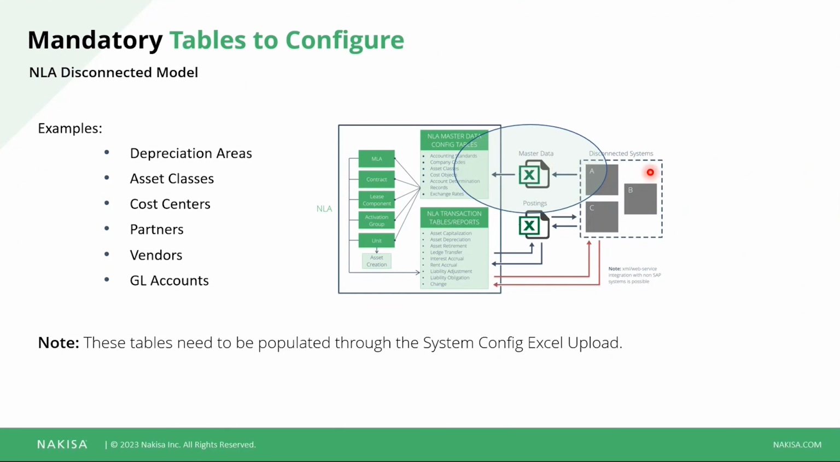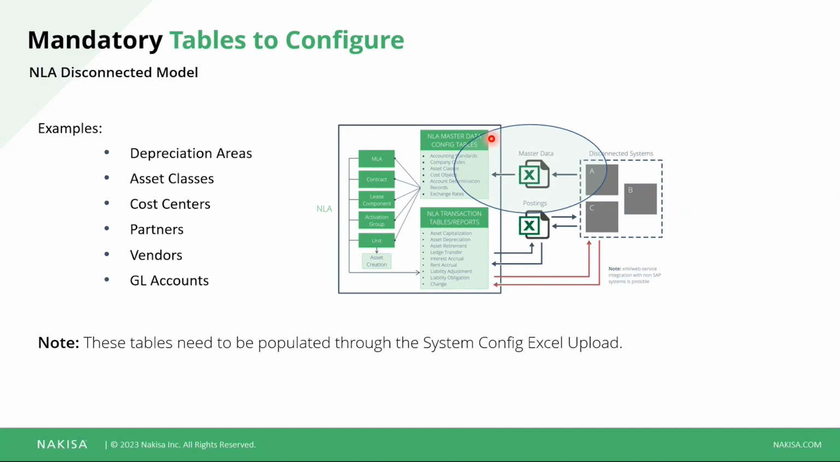Usually what we bring over from our ERP systems are GL accounts, vendors and partners, cost centers, asset classes, depreciation areas, and some other information that we will need to get our contracts in place and make them comply with the standards we deal with in our regions. That information will be populated again through Excel templates in here.